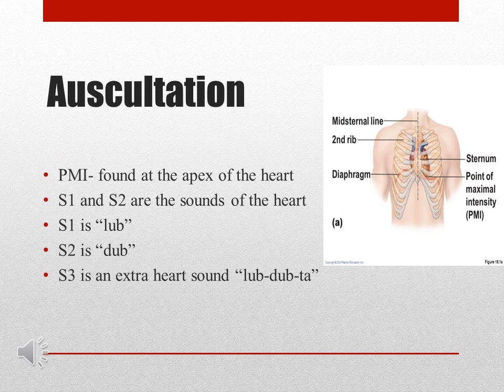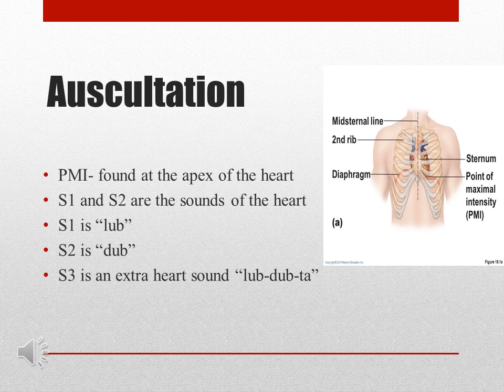Auscultation or listening is your next component of the cardiac exam. First, you want to listen for the PMI, or the point of maximum intensity, which is found at the apex of the heart. The apex of the heart is located at the 5th intercostal space, about 7 centimeters to the left of the mid-sternal line.